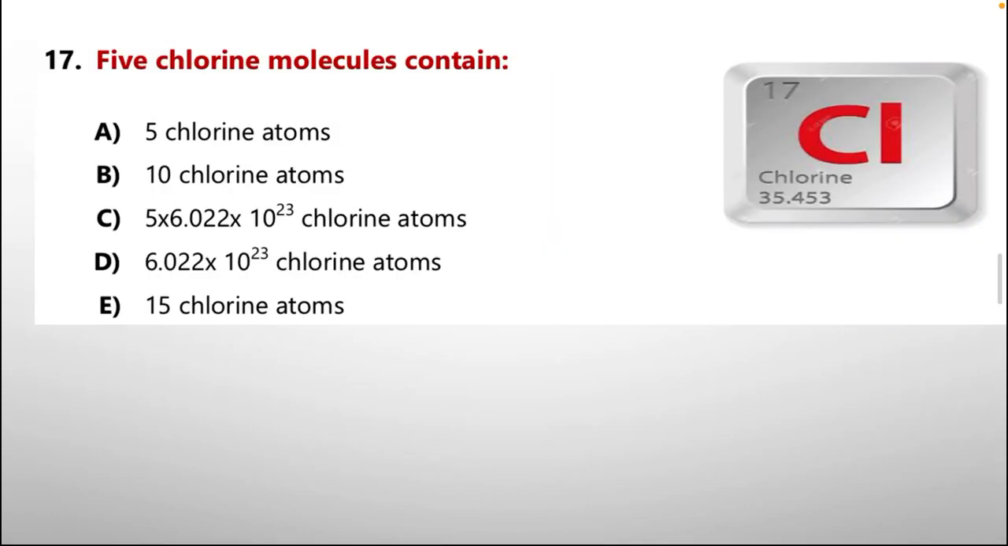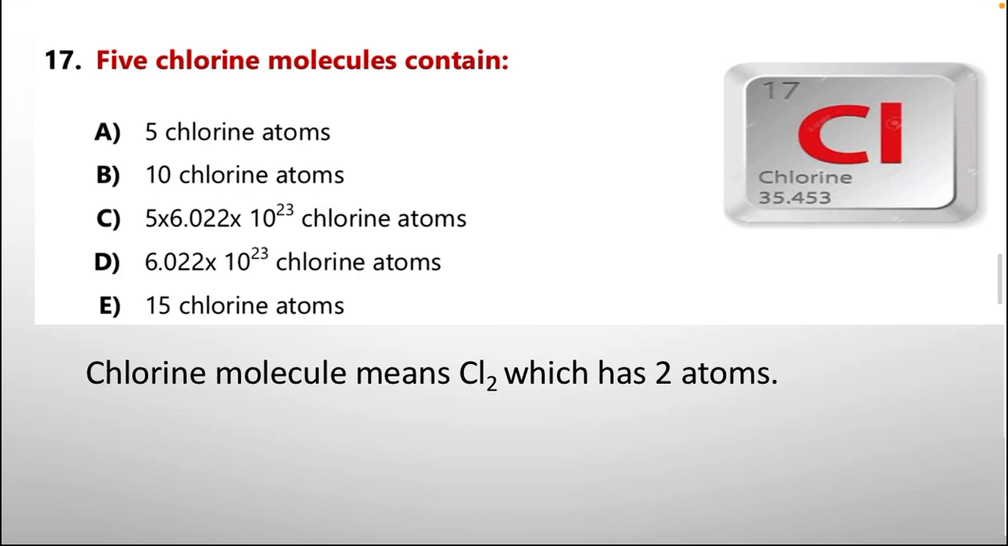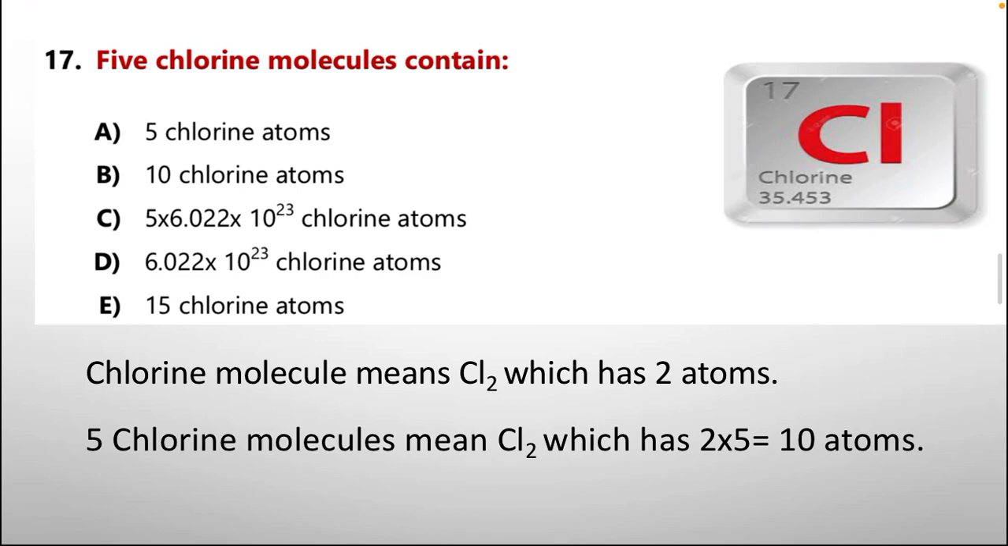Moving on, question number 17. 5 chlorine molecules contain. Options are given below. A, 5 chlorine atoms. B, 10 chlorine atoms. C, 5 multiplied by 6.022 multiplied by 10 power 23 chlorine atoms. D, 6.022 multiplied by 10 power 23 chlorine atoms. E, 15 chlorine atoms. Here a chlorine molecule means Cl2, which has 2 atoms. Yes, 5 chlorine molecules means Cl2, which has 2 multiplied by 5 equals 10 atoms. According to that, option B is correct, 10 chlorine atoms.